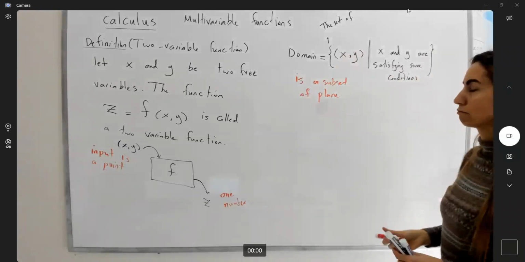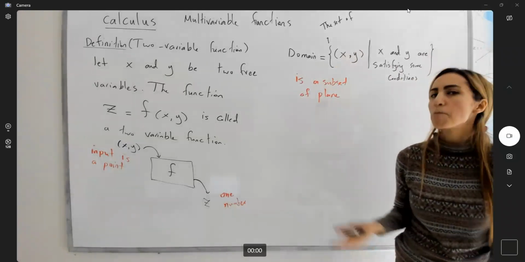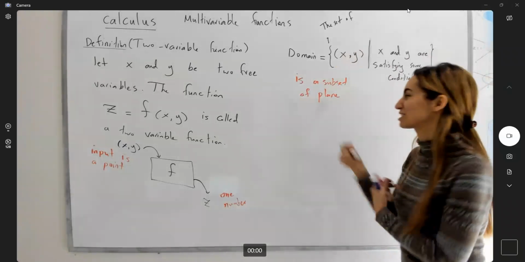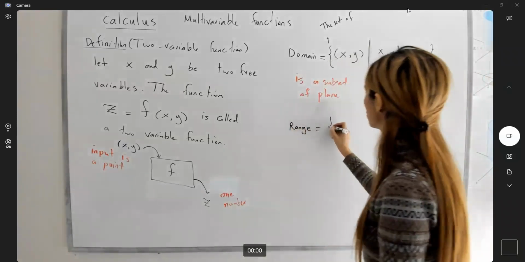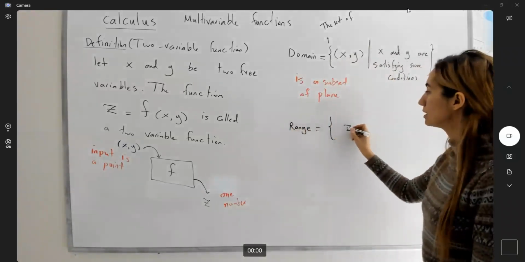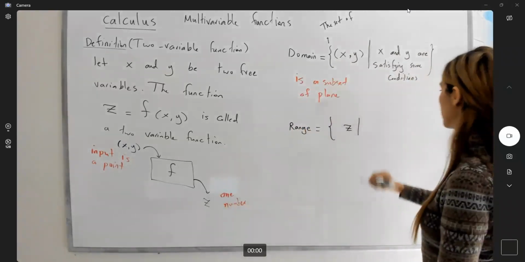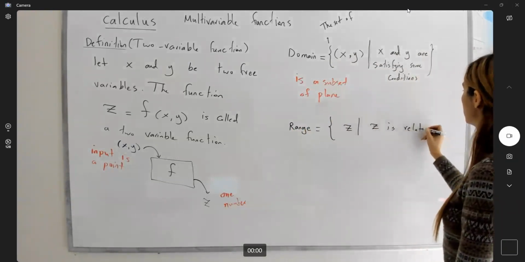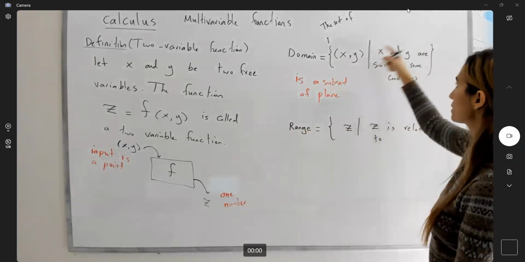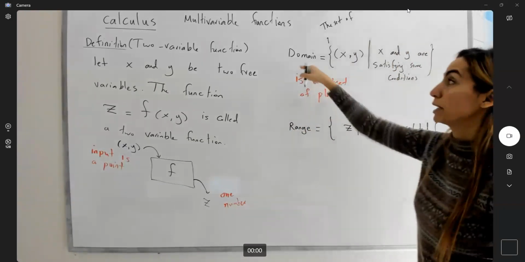Okay. What about the range? The range is part of the z axis. The range, in this case, is going to be the set of all z values, numerical values, such that z is related to x and y that you defined in the domain part.